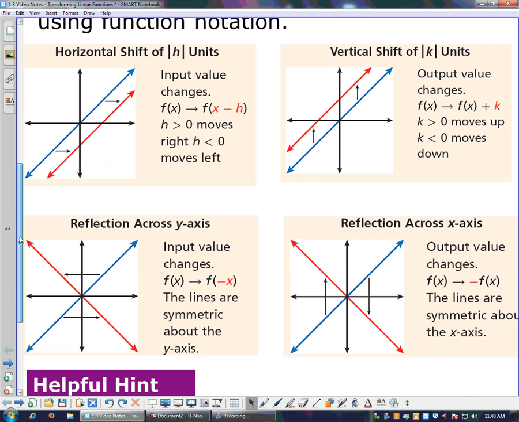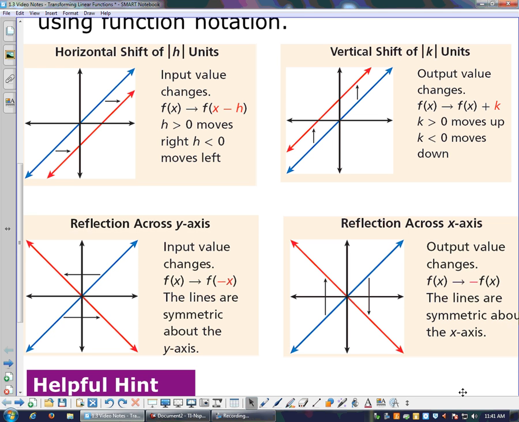So if you wanted to do, for example, a horizontal shift of absolute value of h units, the input value changes. So f of x would become f of x minus h. If h is greater than 0, so you'd have like x minus 3 or x minus 5, that's going to be moving your function to the right. If h is less than 0, like x minus a negative 2 or x minus a negative 4, which would be x plus 2 or x plus 4, that moves your function to the left.